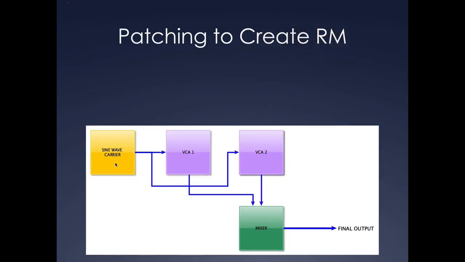This is what you're going to do in VCV. You're going to take a plain sine wave audio carrier, blue is audio, feed it into a VCA, and also identically, same signal into two VCAs. Audio rate sine wave into two VCAs. Both audio outputs into a summing mixer.